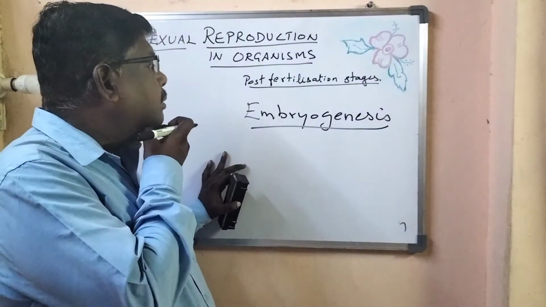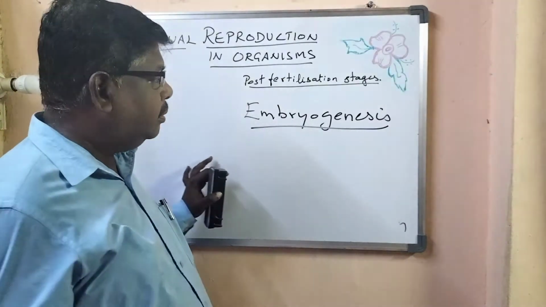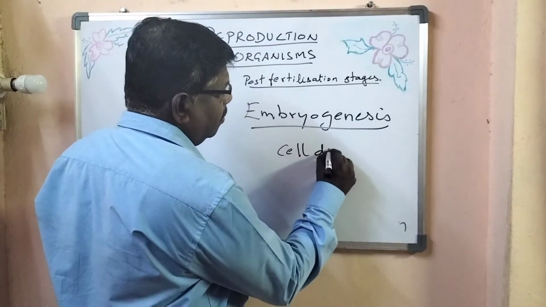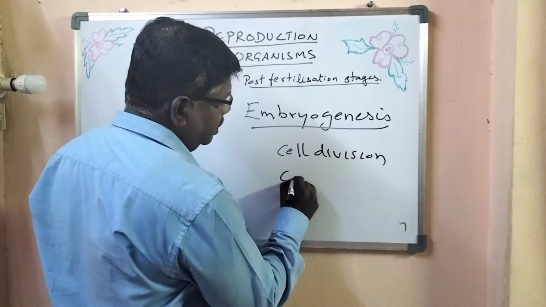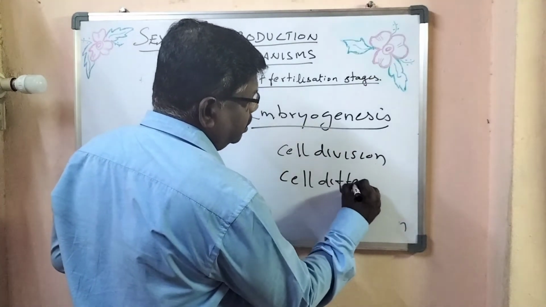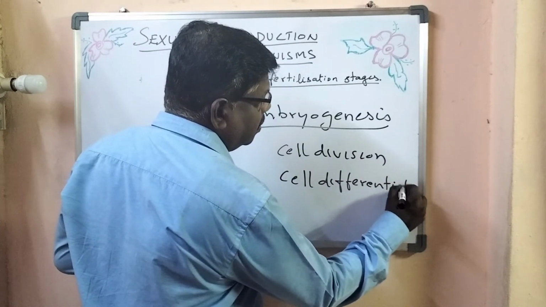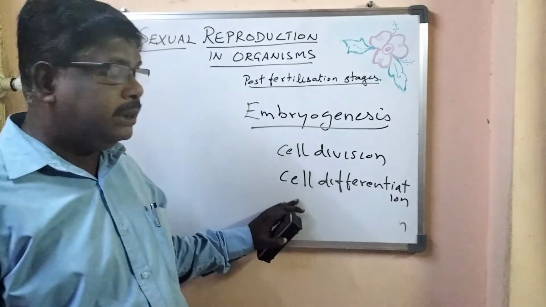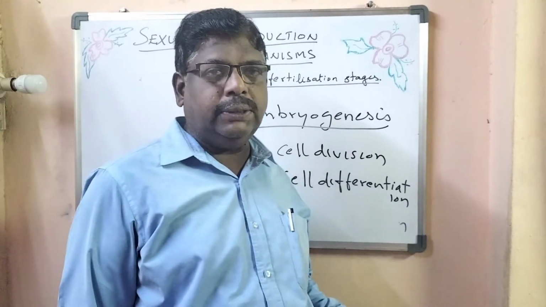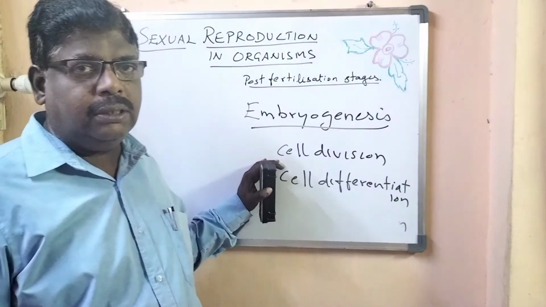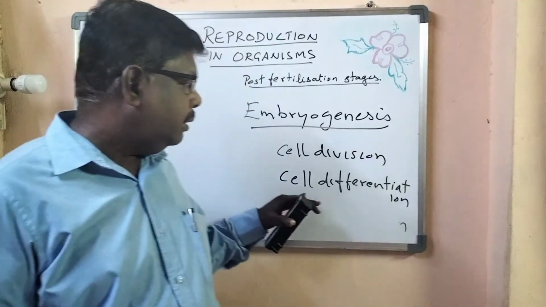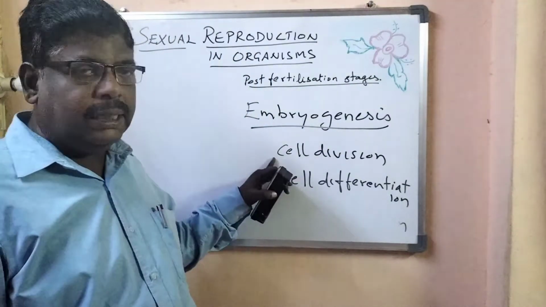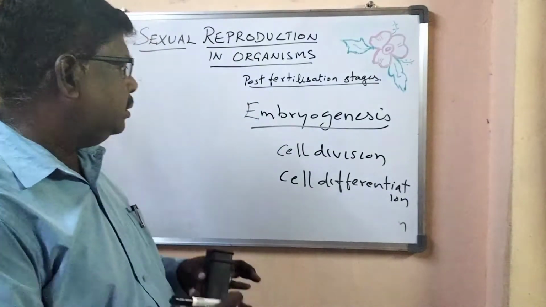Here the zygote will undergo cell division and cell differentiation. Two steps are there: cell division and cell differentiation. Due to cell division, there will be increase in the number of cells, and due to cell differentiation, formation of tissues and organs happens. And the cell division will be mitotic in nature.